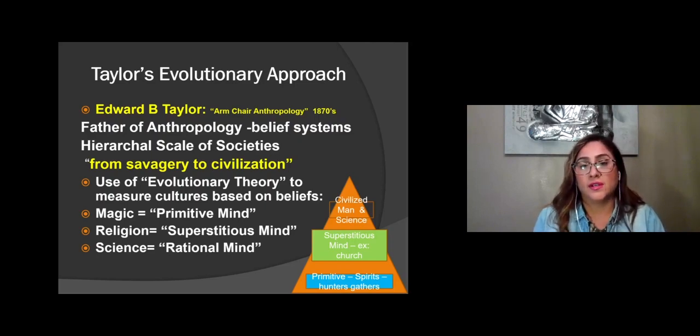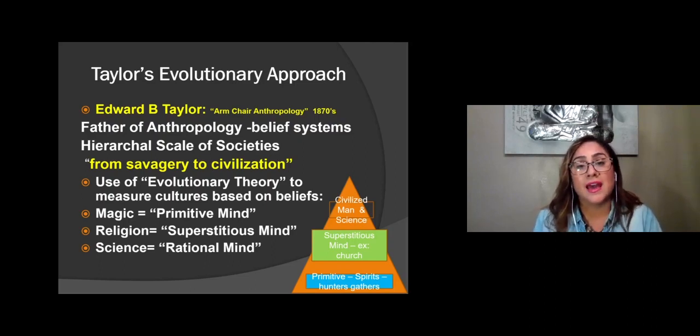So from these type of accounts, getting the second-hand accounts on different cultures and their practices, this is where Edward Taylor gathers information about their belief system and creates a linear, hierarchical structure for bringing about this explanation using Darwin's theory on evolution, saying, well, this is how man has evolved, humans have evolved. And we can see this looking at their belief systems.